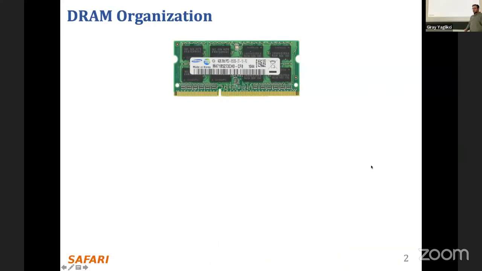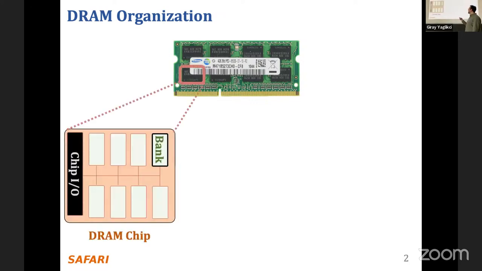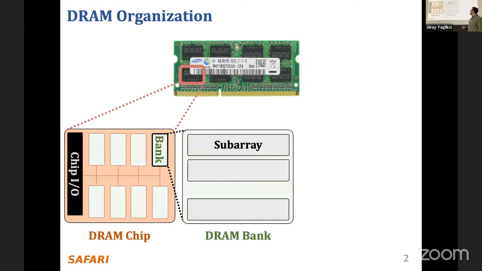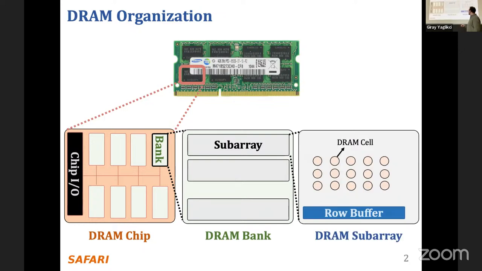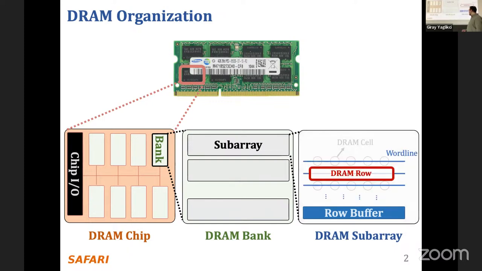Okay, so here in the picture we have a DRAM module. In a DRAM module, we have multiple DRAM chips, and within each DRAM chip, we have multiple banks. This is just how the DRAM chips are organized, and we use this as main memory in today's systems. Within each bank, we have several subarrays, and within each subarray, we have a two-dimensional array of DRAM cells that are organized as rows and columns.